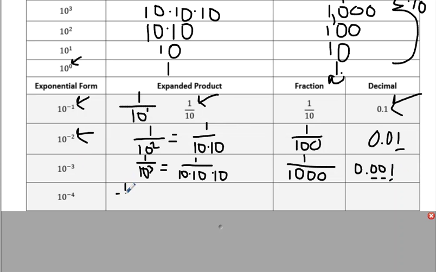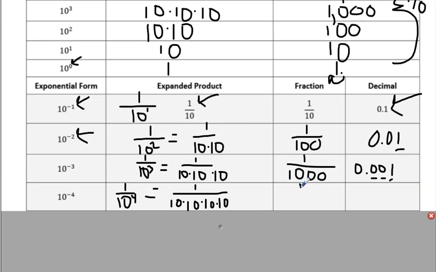So let's try 10 to the negative 4th. We're going to put 10 underneath 1, make our exponent positive. Hopefully you're seeing the pattern here. You're not always going to be provided the entire chart, but there's a distinctive pattern and relationship between all of these numbers. So 1 over 10 times 10 times 10 times 10.